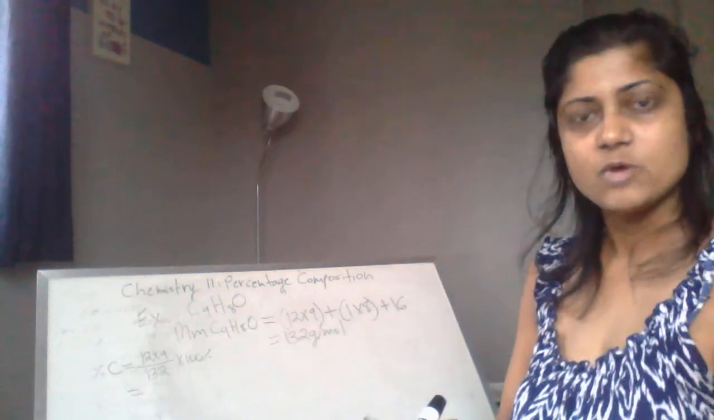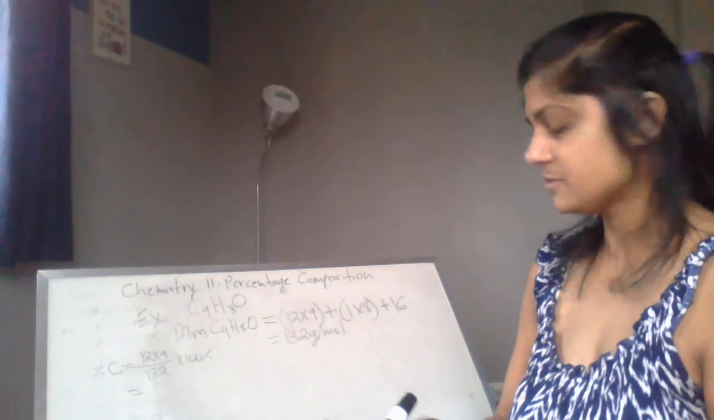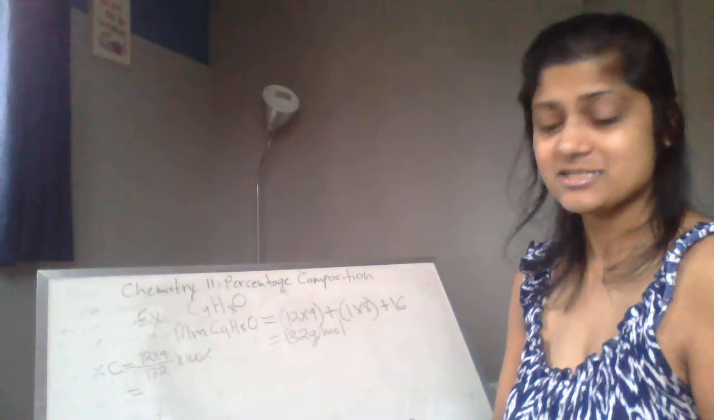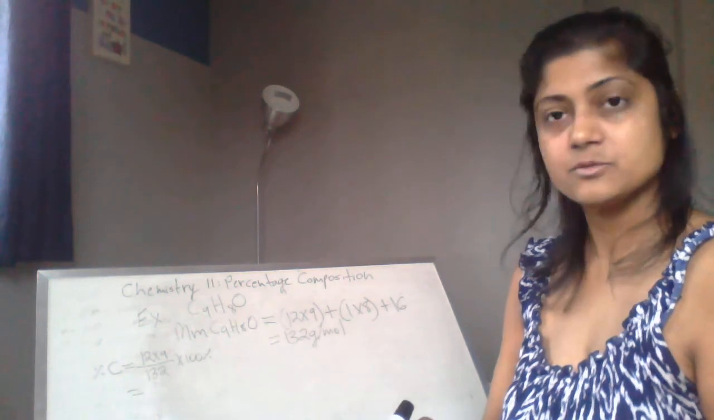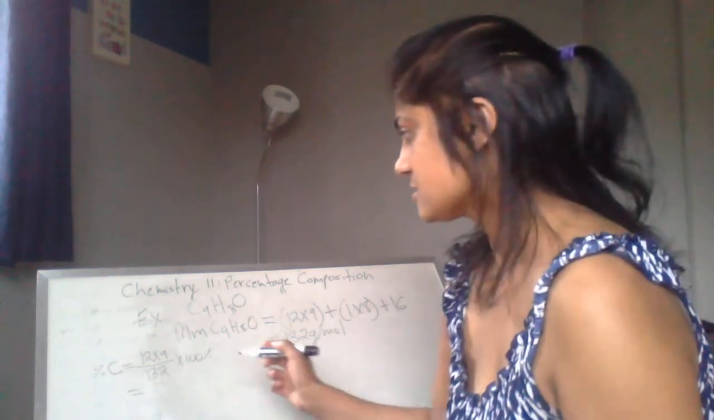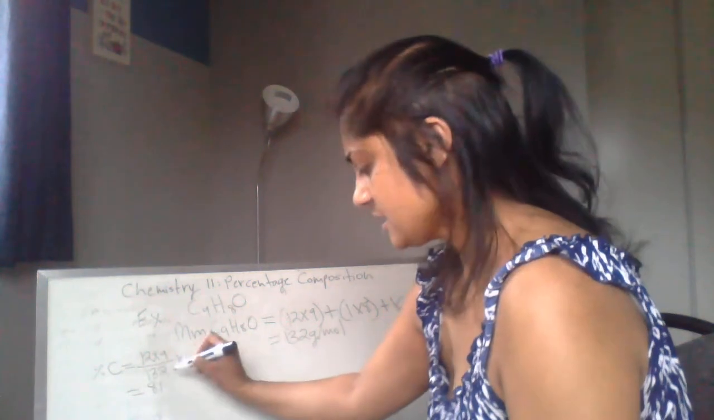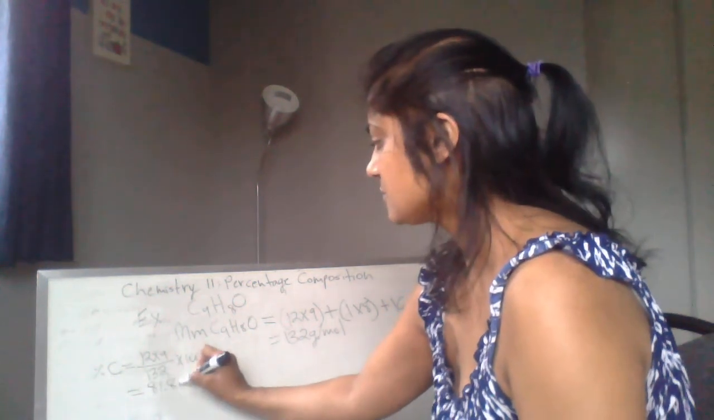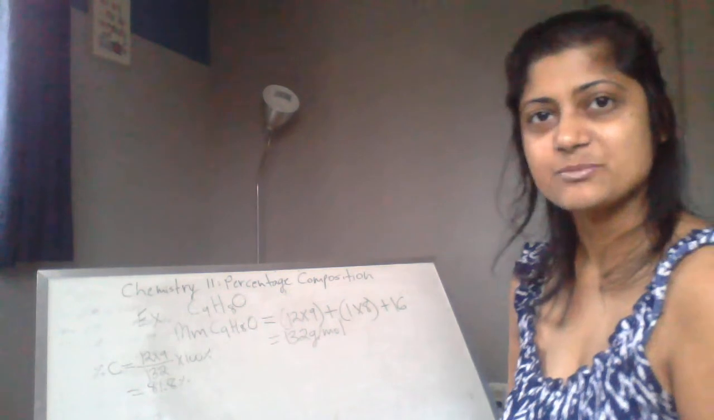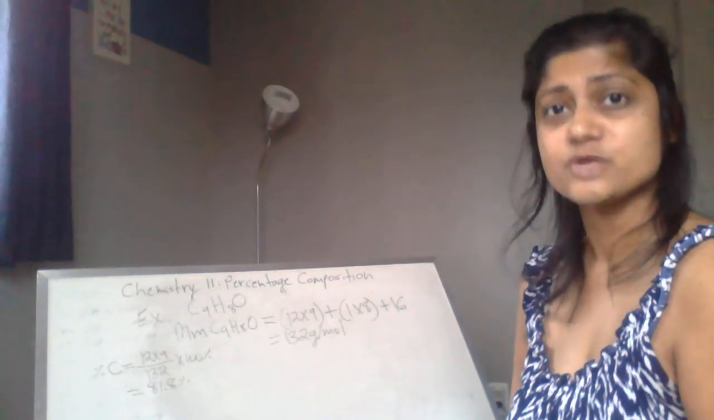And again, if I want, I could just do this in one step. So it's going to be 108 divided by 132 times 100%. And again, I'm going to round it to 1 decimal place. So we're getting 81.8%. This is the percentage of carbon.